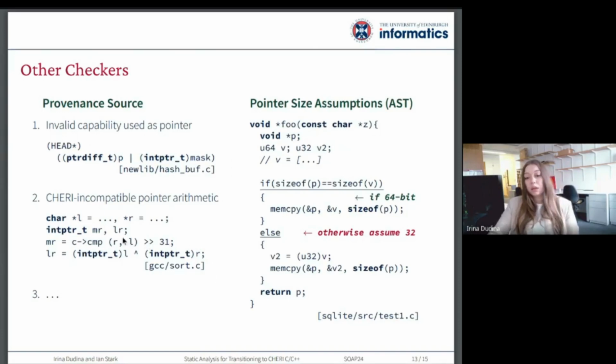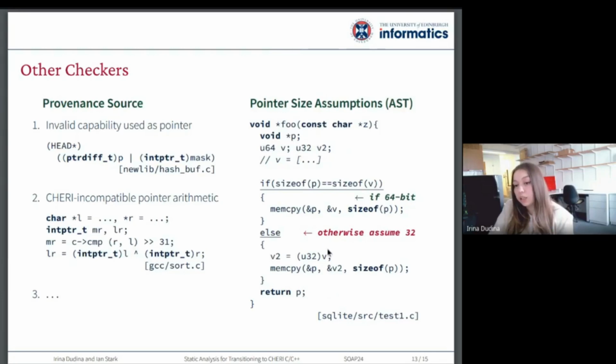So another example is CHERI incompatible pointer arithmetic. For example, here we're trying to perform a branchless select on pointer values. So we're XORing two pointer values, but on CHERI, a capability can only be derived from a single other capability. So we cannot choose here which side to derive a capability from. Either would be wrong. So this code will need to be rewritten, and this checker detects such cases.